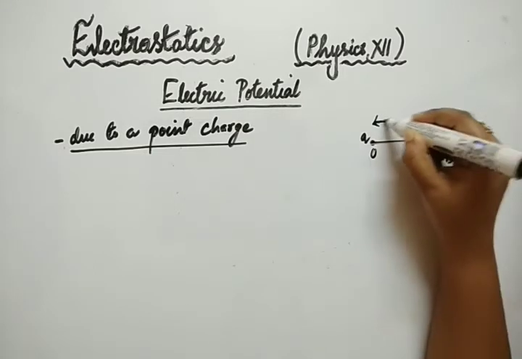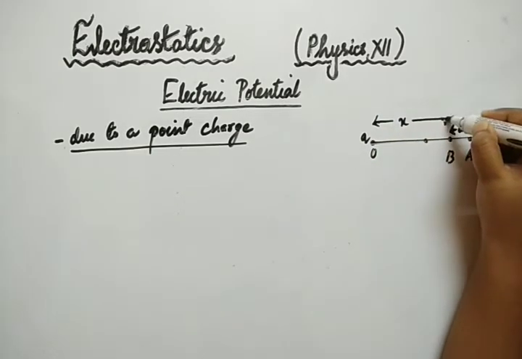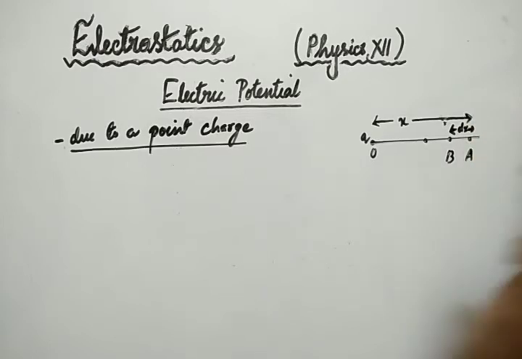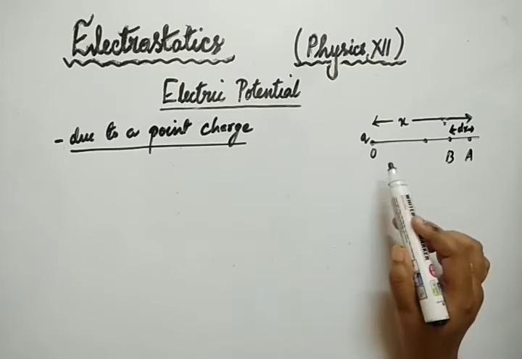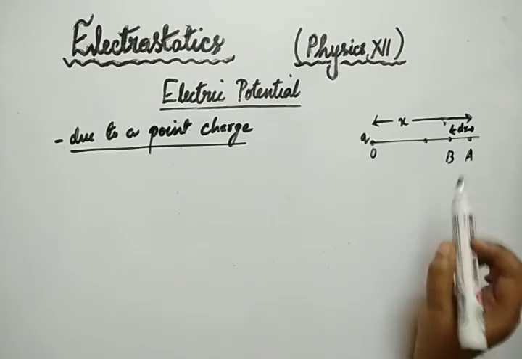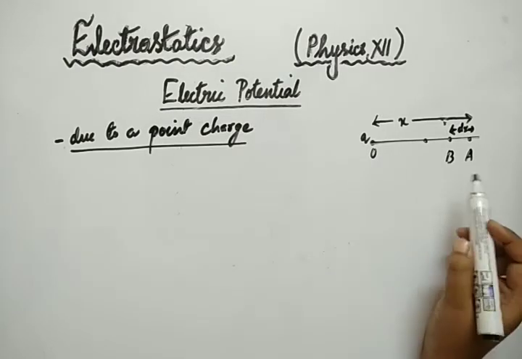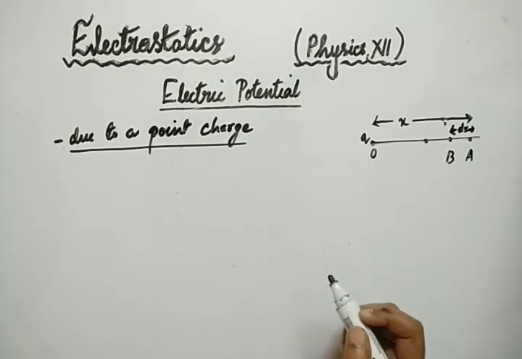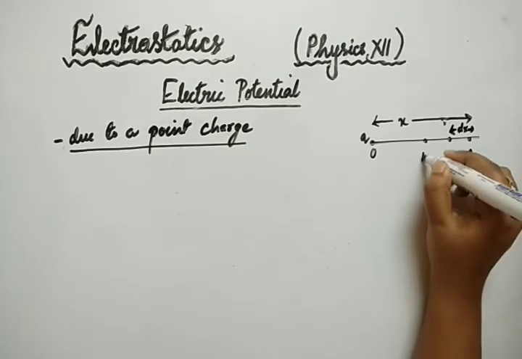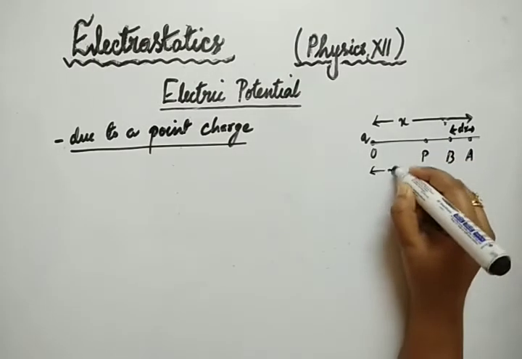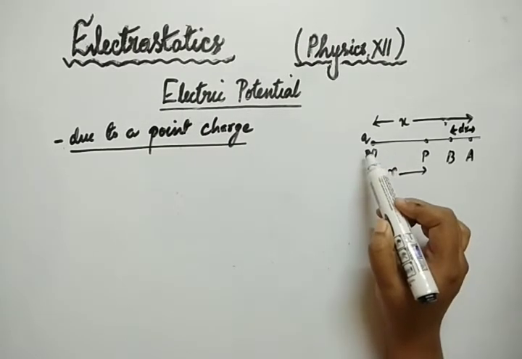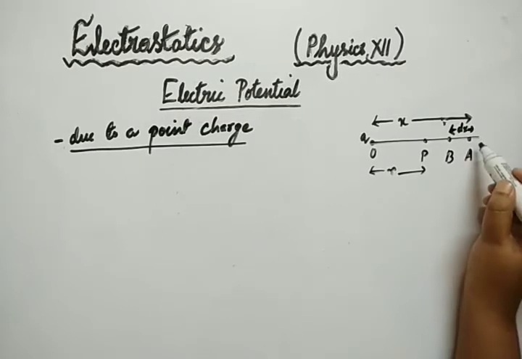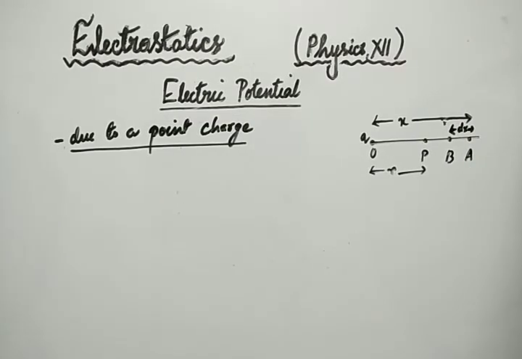Here a charge Q is kept, and OA is at a distance of x from each other. So this is our representation. Now let us consider another point P also here, which is at a distance R. Suppose you have kept a charge q here and a test charge at the point A. Now how can you calculate the electric potential?